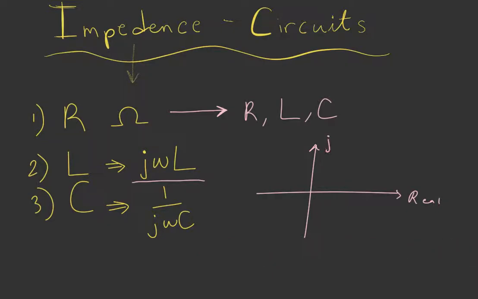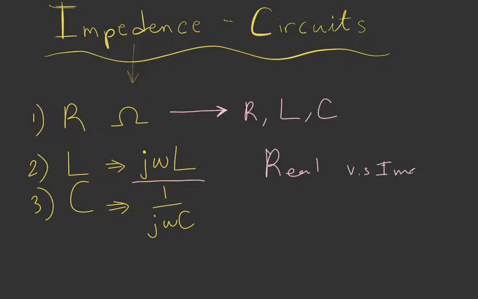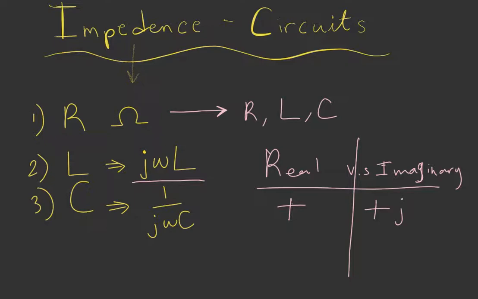Now, when talking about real versus imaginary: the resistor is always real. It's always positive and real. You're never going to see a -2 ohm resistor. Inductors are always positive and imaginary, and capacitors are negative and imaginary.